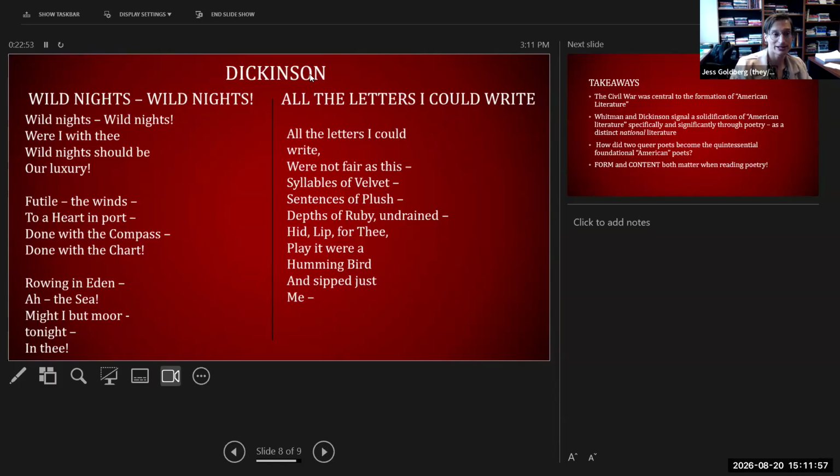Wild Nights, Wild Nights! Were I with thee, wild nights should be our luxury. Futile the winds to a heart in port, done with the compass, done with the chart. Rowing in Eden, ah, the sea! Might I but moor tonight in thee.